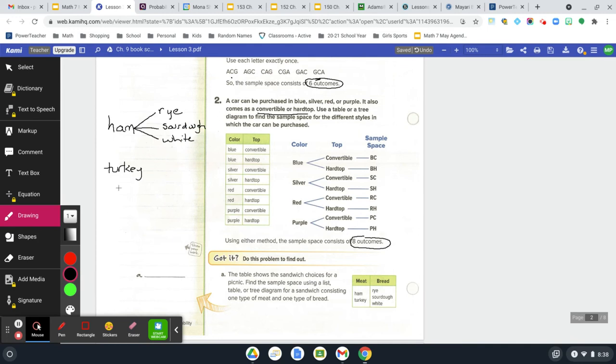Now I'm going to do the exact same thing for turkey, right? So if I choose to have a turkey sandwich instead, I'm going to draw my 3 branches and put the same 3 bread choices there. So rye, sourdough again, and white.